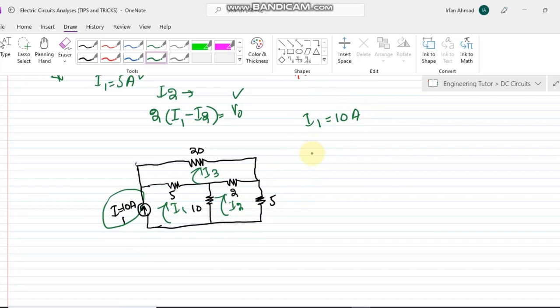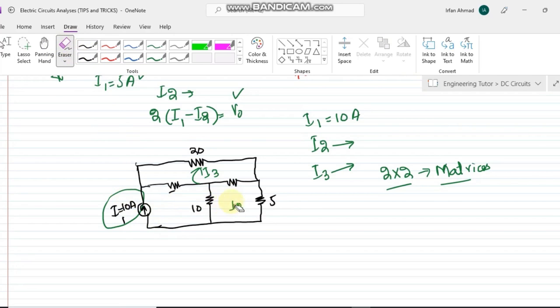After finding it out, we will have to find the equation for I2, then I3. If we convert those equations into matrices, we will have 2 by 2 matrices, and solving matrices of 2 by 2 dimensions will be easier for us. So that is the case when we have to use the mesh current method, because a branch current has already been given.